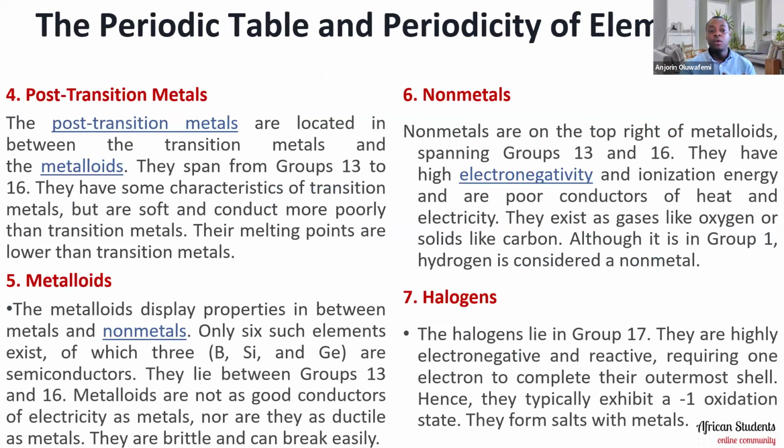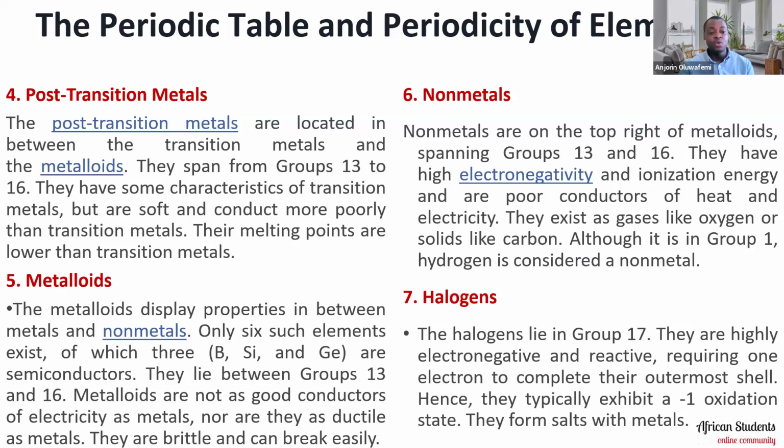We also have the metalloids on the periodic table. The metalloids display properties in between metals and non-metals. They're just in between metals and non-metals. Now, only 6 such elements exist, of which 3, that is boron, silicon, and germanium, are semiconductors, and they find valuable uses in the electronic world. They lie between group 13 and 16.